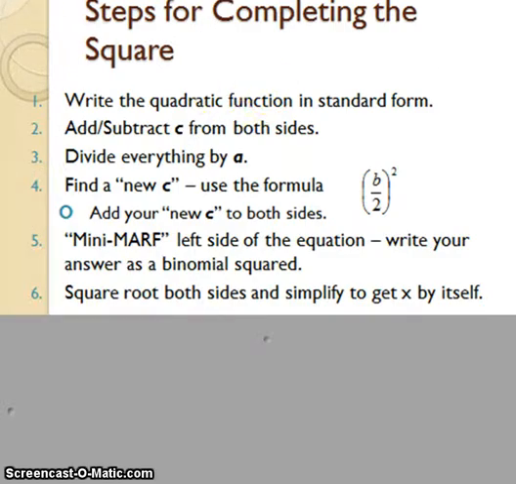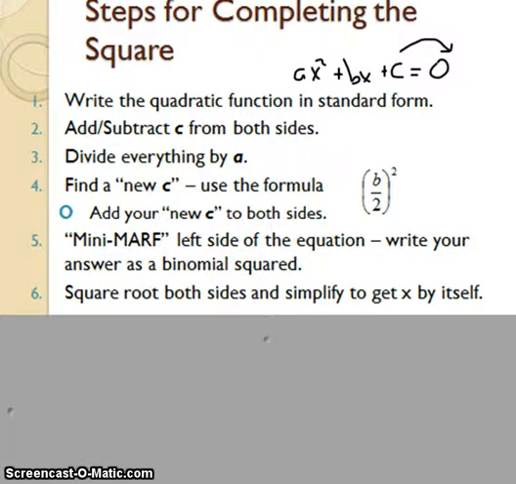So here are the steps to complete the square. You'll write the quadratic in standard form, which is written with the x squared first, ax squared plus bx plus c. That's standard form. And then since it's an equation, we'll have it set equal to 0. We'll add or subtract the c from both sides, so we'll move that c to the right side. We'll divide everything by a. We'll find a new c by taking half of b and squaring it. We'll add that new c to both sides, and then we'll factor, sometimes called a mini-marf. And then after we factor, we can use the square root property.